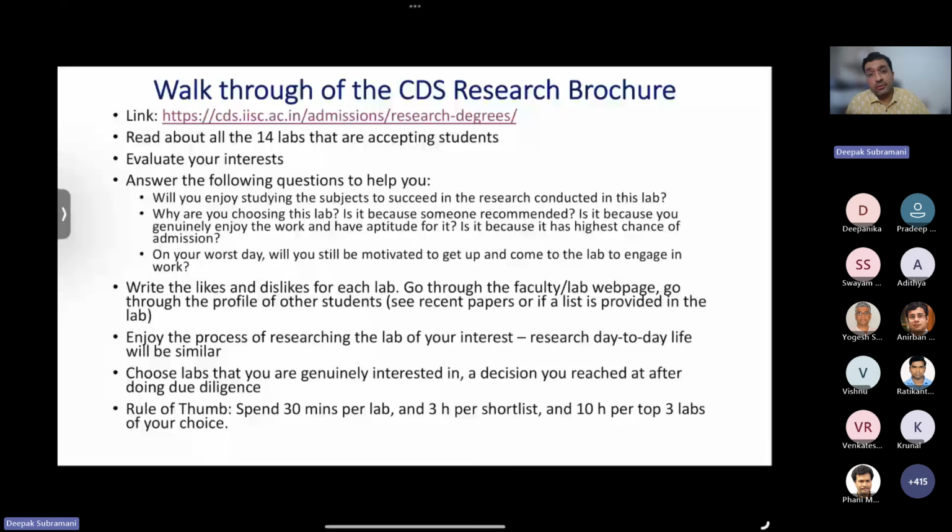So what do you have to do, right? You have the remaining 3-4 days. We just went through all the 14 labs that are accepting students. You know where to get the information from. So now you have to do some homework. You have to wear your researcher hat, right? And answer some questions to help you realize which of these 14 labs is your home, right?